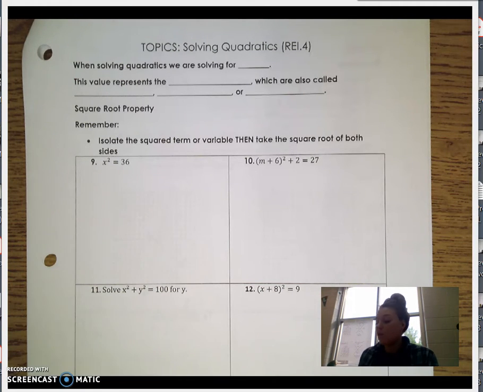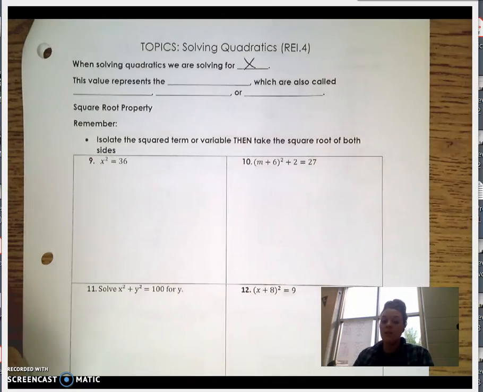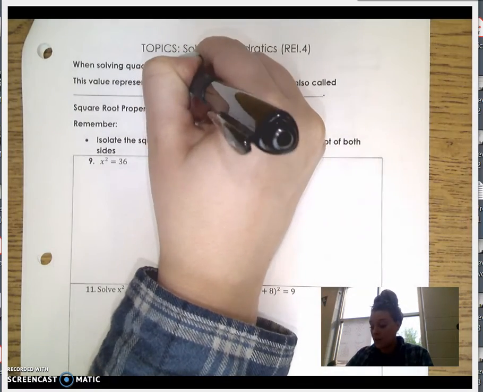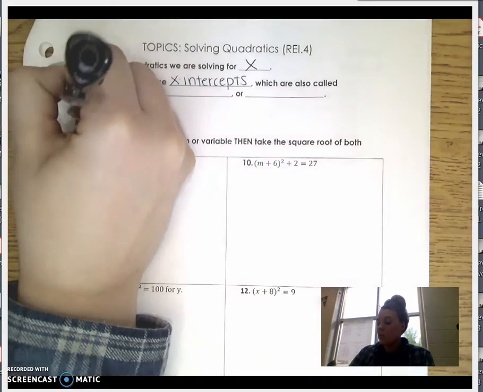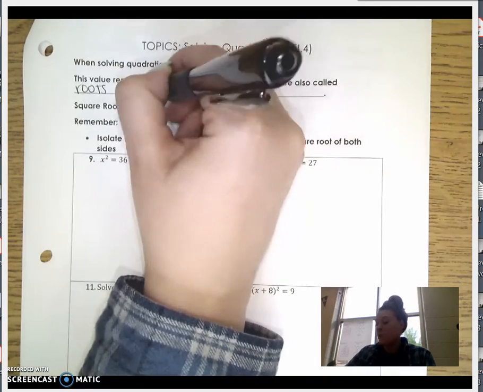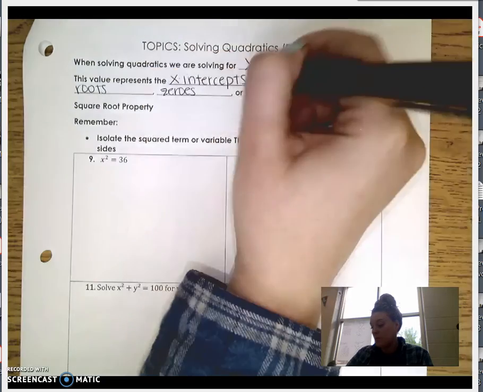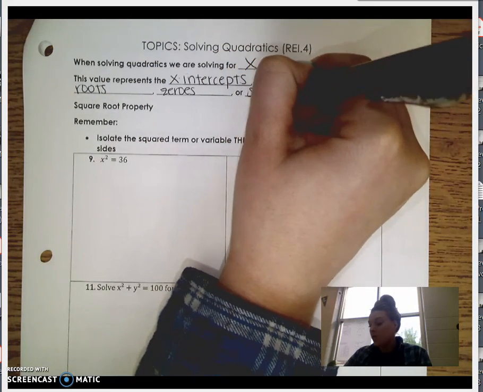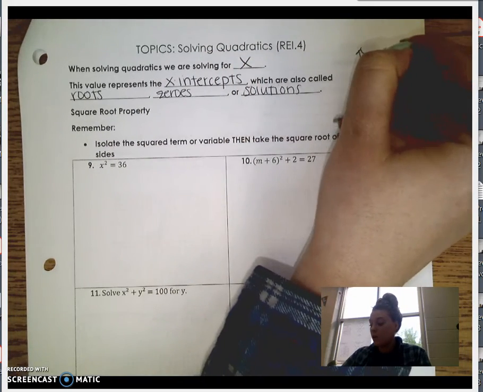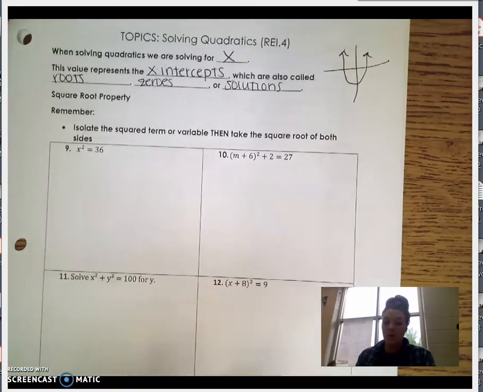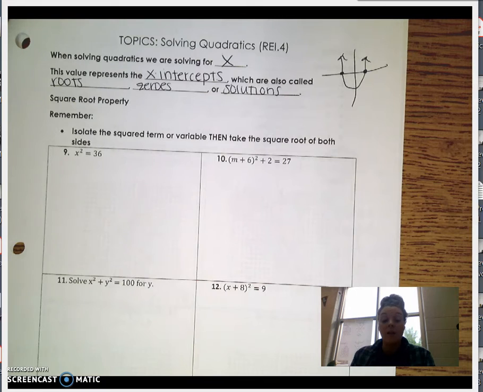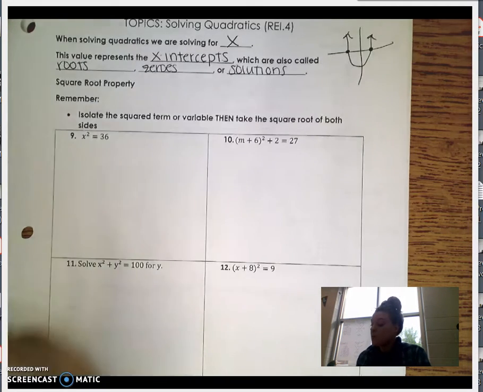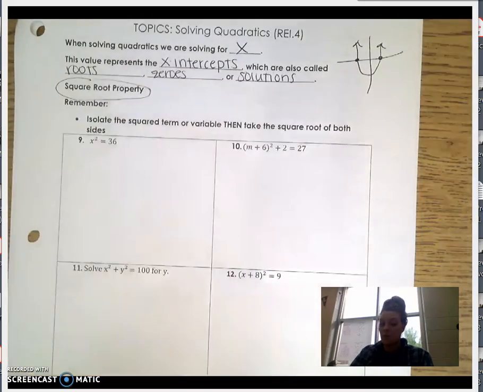So when we are solving quadratics, we are solving for x. And this x value represents the x-intercepts, which are also called roots, zeros, or solutions. Remember that the graph of a quadratic looks something like this, and if it were on a coordinate plane, we are solving for the x values which represent your x-intercepts, or where it crosses the x-axis on a coordinate plane.